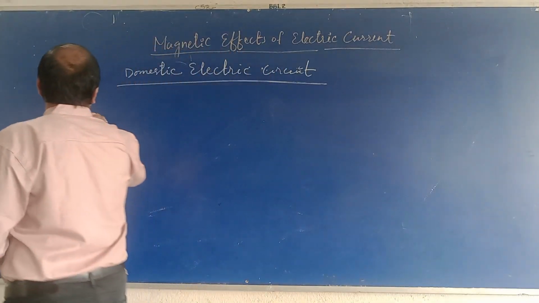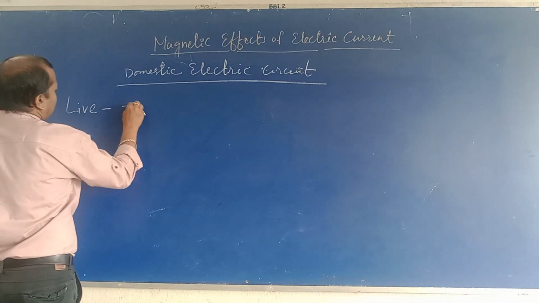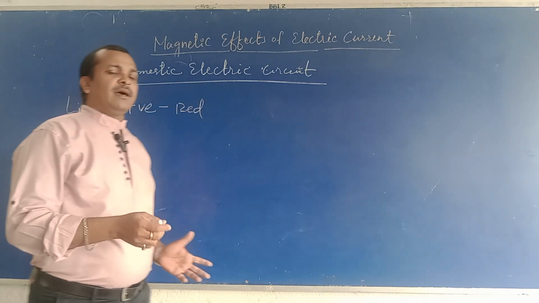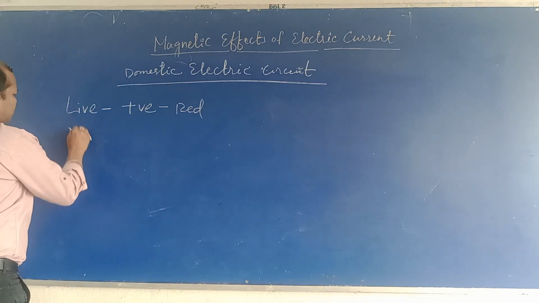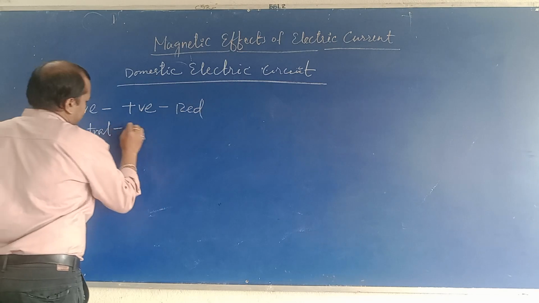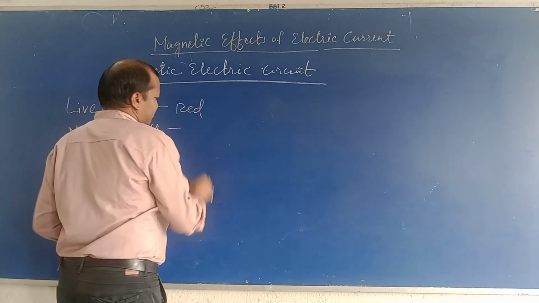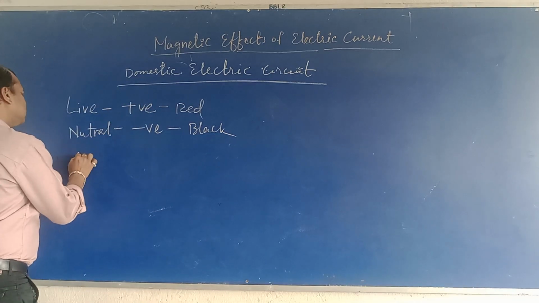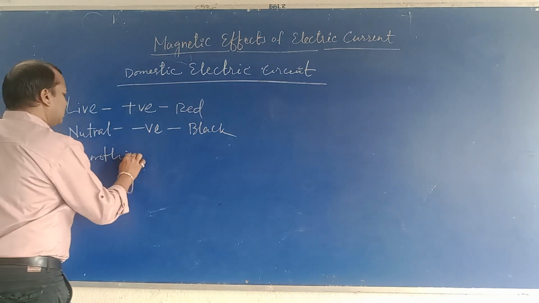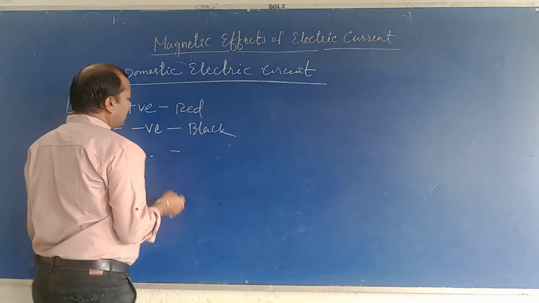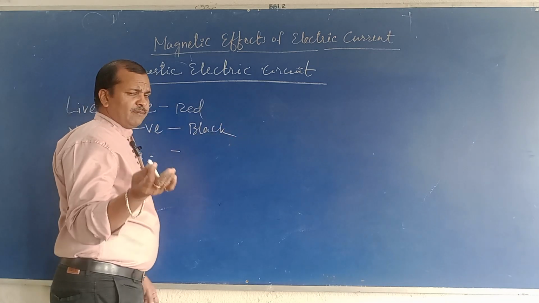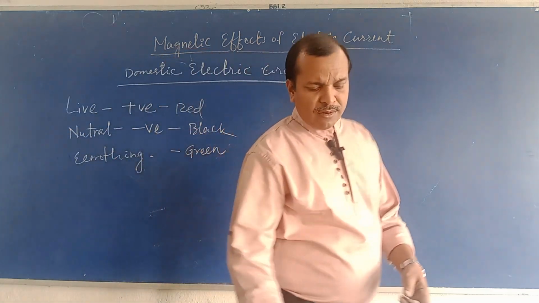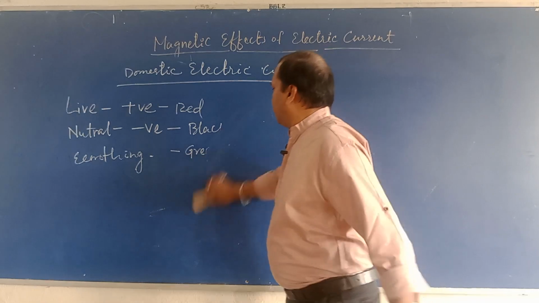First one is the live wire, that is called positive. A red color wire should have been given there. Second one is neutral, that is negative. We have to use a black color wire. Third one is earthing, that is neutral, neither positive nor negative charge, and that is a green color wire. Is it clear?